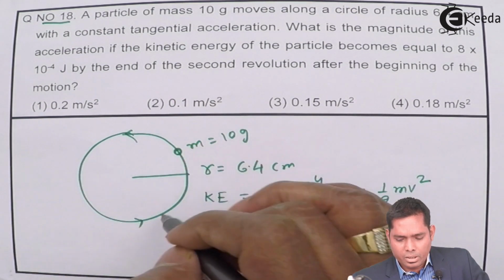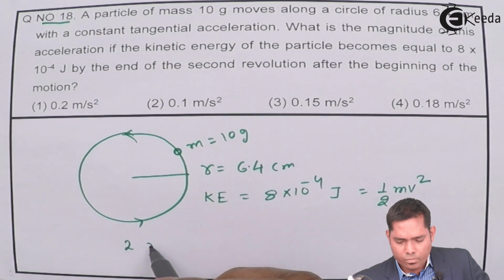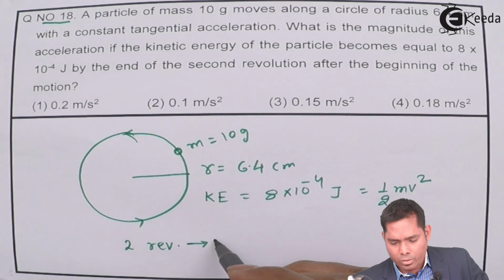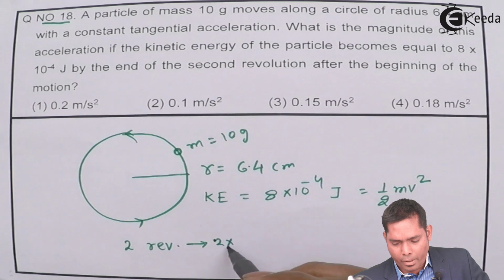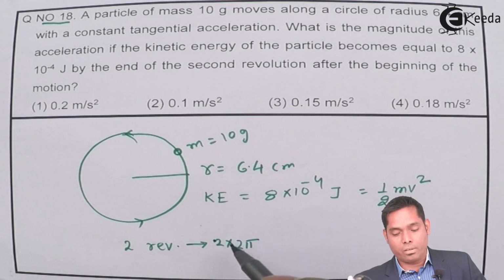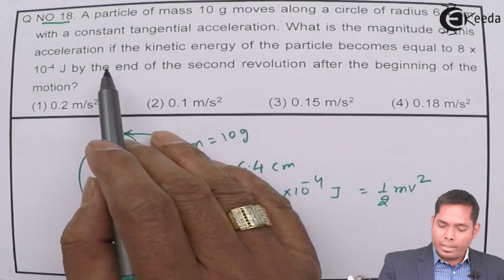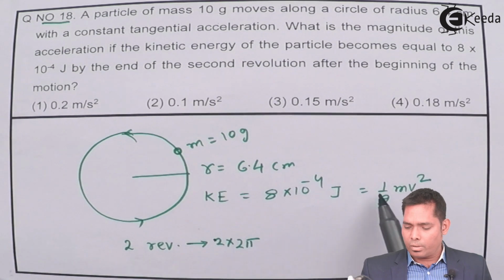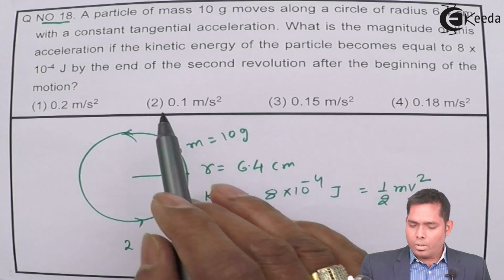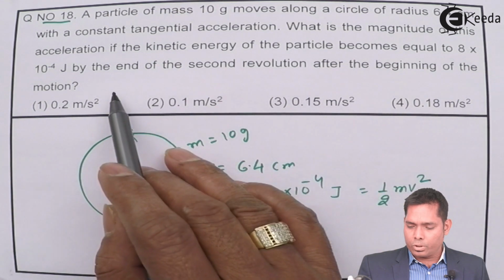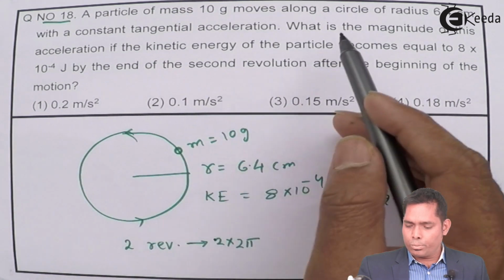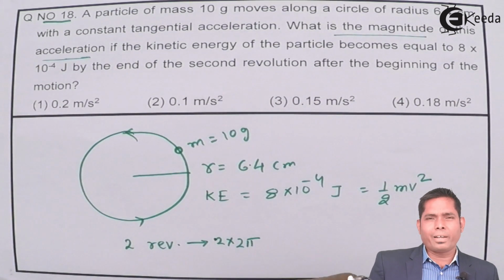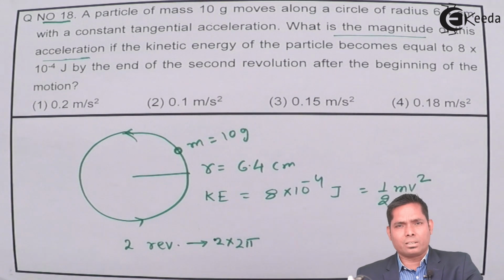So it completed 2 revolutions, which corresponds to an angle of 2 times 2 pi. This is the angle that is covered. So the kinetic energy just at the end of one revolution and second revolution is this one, after the beginning of motion. So what is to be found? What is the magnitude of this acceleration? You have to find the magnitude of acceleration.